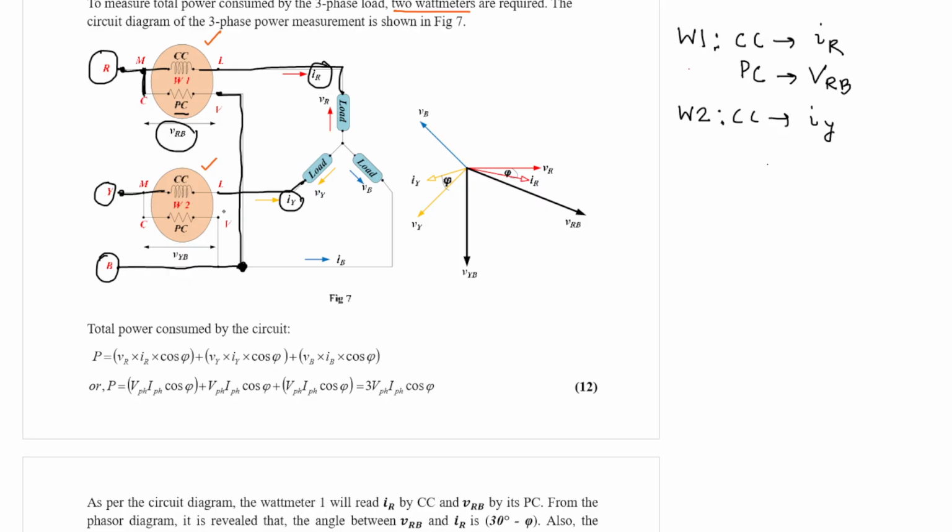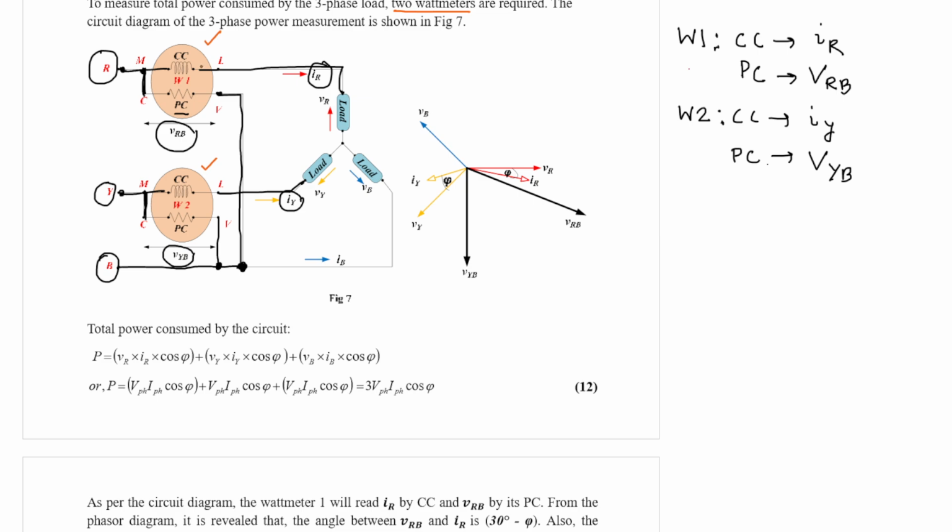Now similarly, if you consider wattmeter 2, you see the pressure coil of wattmeter 2, the C terminal is connected to Y phase, and V terminal is connected to again B phase. So the pressure coil of wattmeter 2 is connected parallelly across Y and B. So it measures a voltage which is nothing but VYB. So wattmeter 2, that is its pressure coil, is measuring the voltage which is equal to VYB.